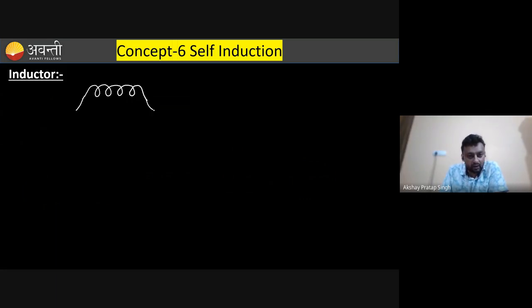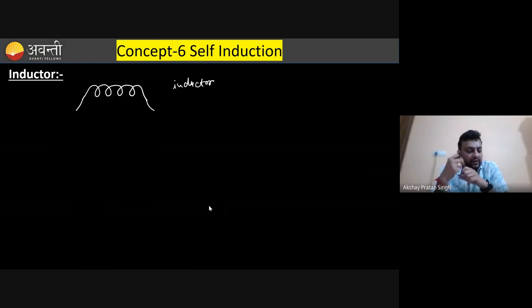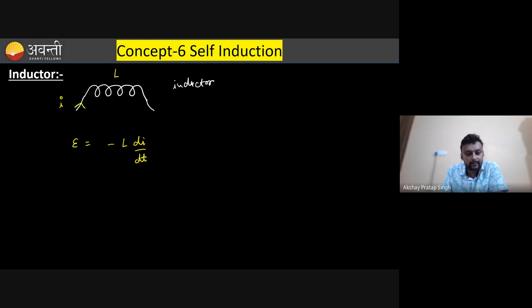This is a conducting coil, termed an inductor. This is the symbol of an inductor. One thing: how much EMF, or self-induced EMF, will be induced in this inductor if a variable current is given to it? If you give it some current I which is variable, then how much EMF will be induced in it? So the EMF induced in this inductor will be minus L di by dt, where L is its self-inductance.